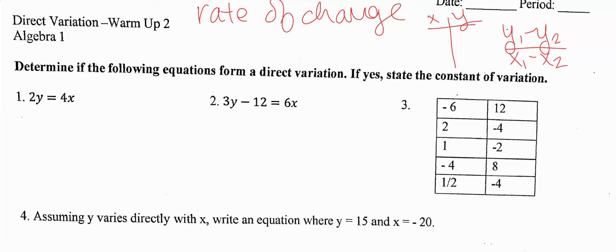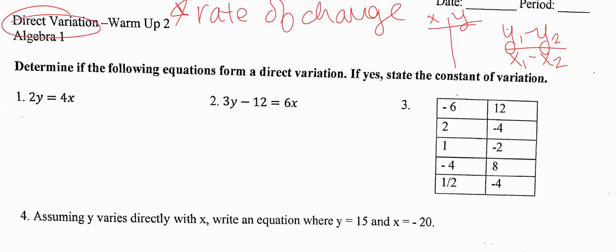Remember, you're going to lose points if you don't write your units. It's y over x, so feet per second, bottles per hour. Anything that we're talking about, that's always how it's written. So you're going to lose points if you don't include your units. So rate of change was the first thing we talked about.